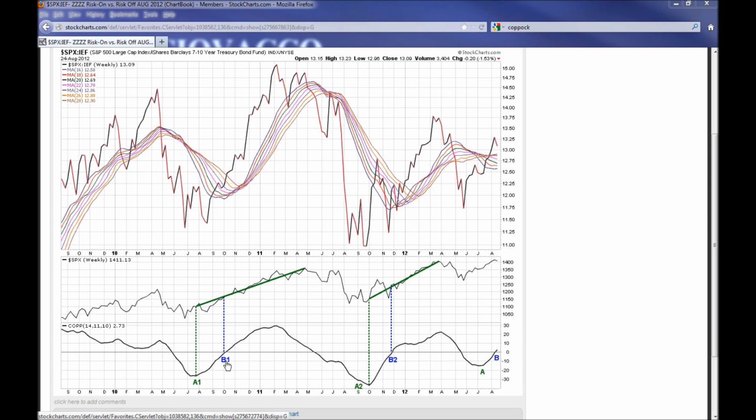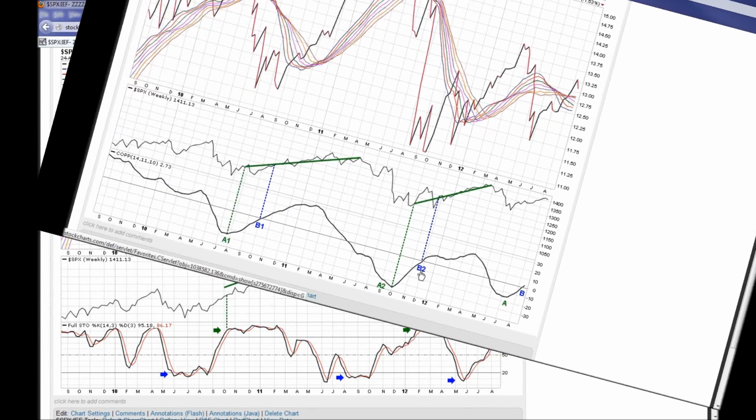That's similar to this point here in 2010, B1. Here's your centerline cross. Stocks did well following that. Again here, 2011, this point here, similar to this point here. The S&P 500 did well after this point.